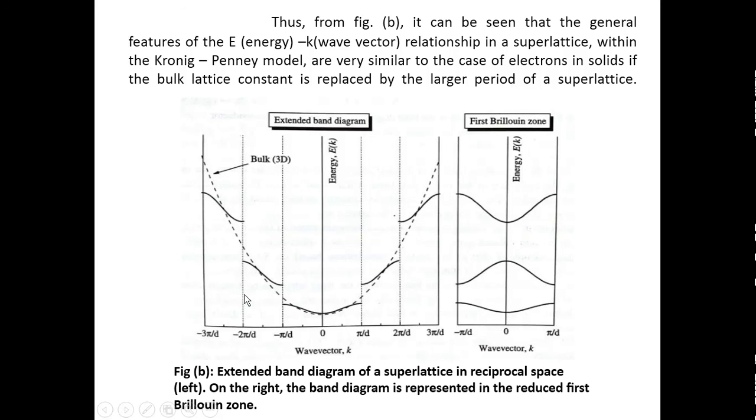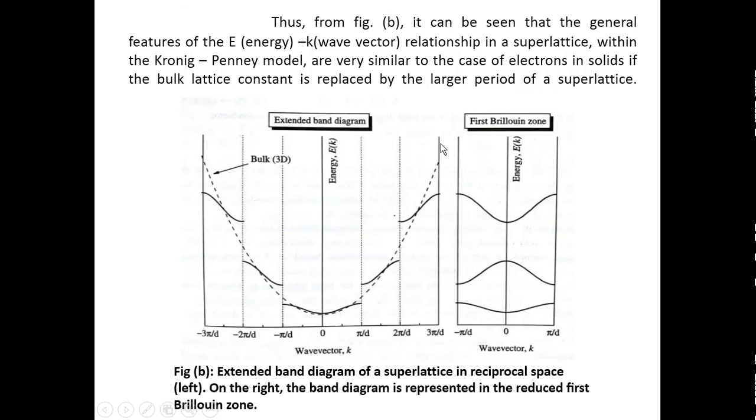So this diagram shows an E-k diagram in which the relationship with regard to the superlattice, as per the Kronig-Penney model, is very similar to that of a bulk material, and the bulk lattice constant can be replaced by a large period of superlattice. If that is the case, we can see that for bulk material we can have the parabolic potential like this.